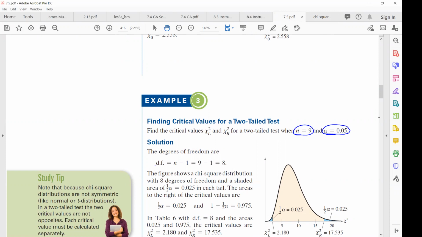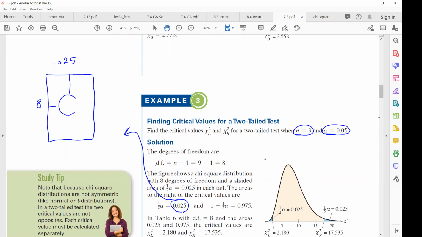First, divide alpha by 2. 5% over 2 is 0.025. Look at your table. Degrees of freedom is 9 minus 1, or 8, and the first level of significance is 0.025. Find the intersection between these two.